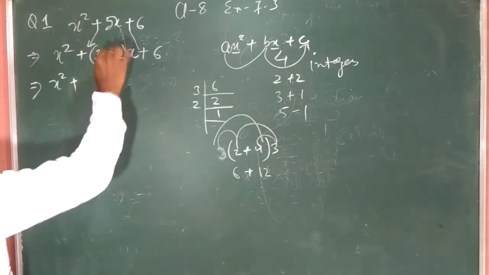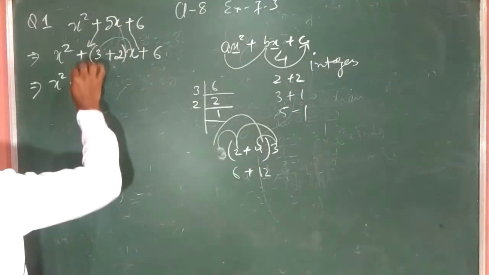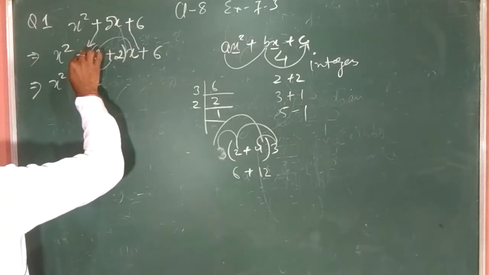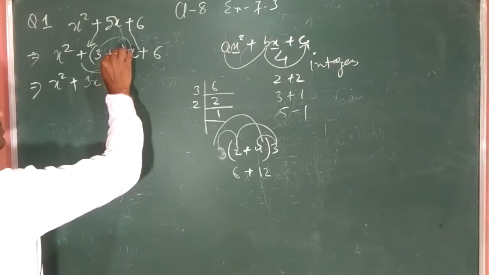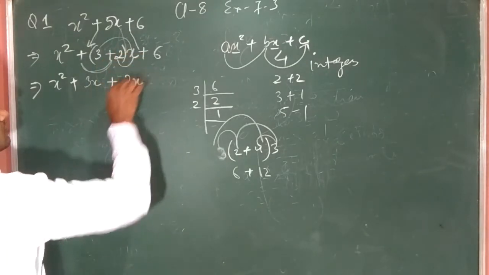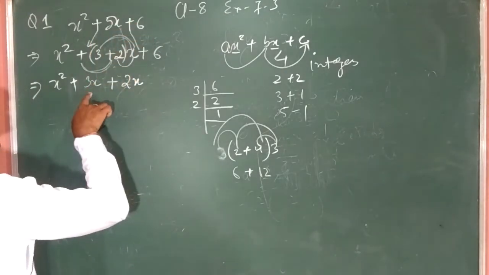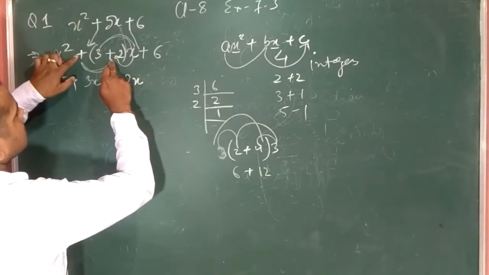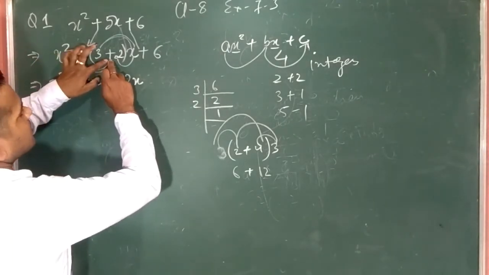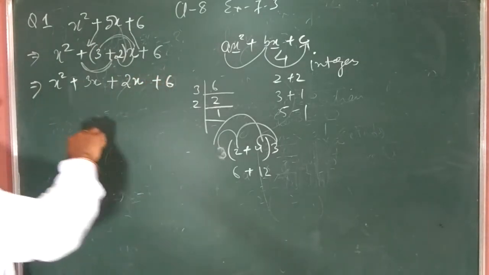Now we'll multiply 3 into x, 3x. This sign always multiplies here. Plus into plus, plus. Then this 2 into x, 2x. Again, 3 into x, 3x. Plus, because 3 we have done, after this what? Plus. So plus, plus, plus. Now after plus is what? 2. Then 2 into x, 2x plus 6, so 6.